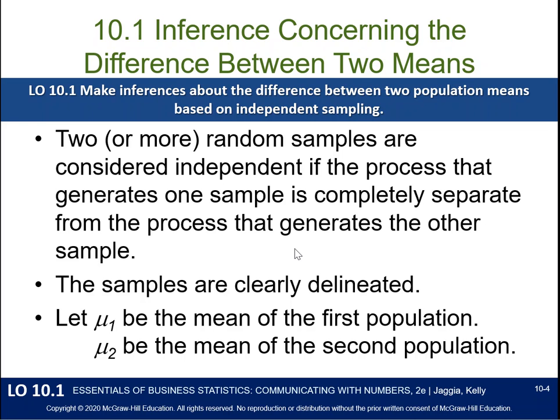So we let mu1 be the mean of the first population and mu2 be the mean of the second population. It really doesn't matter which one you designate as sample 1 and which as sample 2. 1 isn't better than 2, 2 isn't better than 1, but you do need to make sure that you are consistent. For example, if we're comparing salaries between men and women, we may designate men as 1 and women as 2, but then we want to make sure we are consistent with that and don't mix them up.